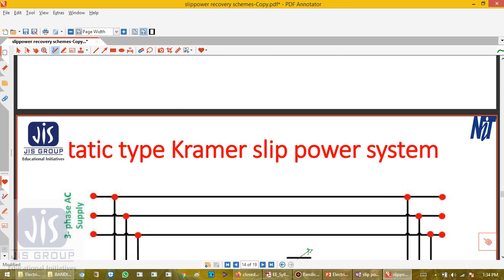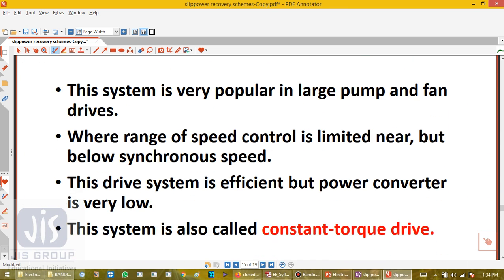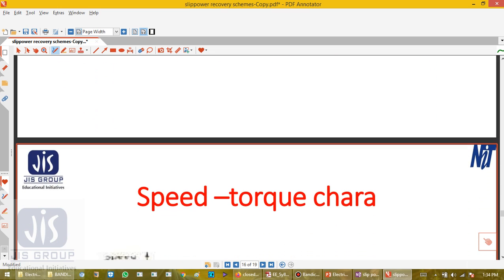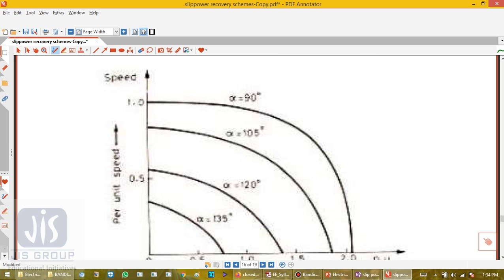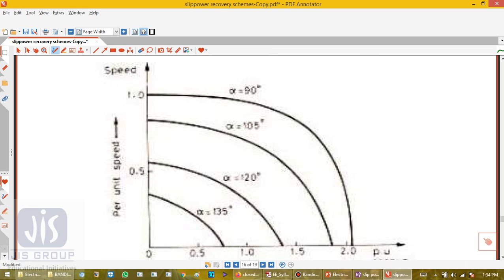This static Kramer's slip power recovery scheme is very popular for large pump and fan drives, where the range of speed control is limited near but below synchronous speed. And this drive system is efficient, but the power converter rating is very low. This system is called constant torque drive. So we have seen that the Kramer's drive can operate both as a constant power drive as well as a constant torque drive.